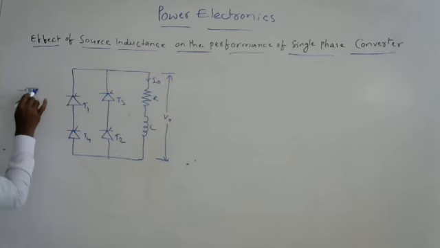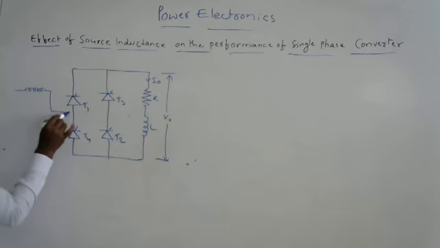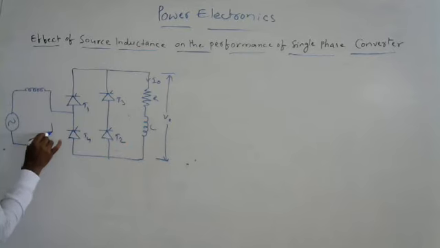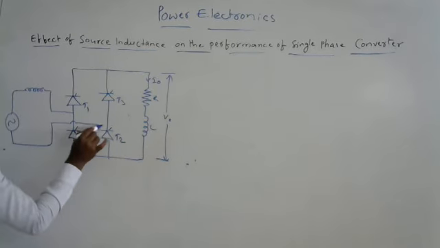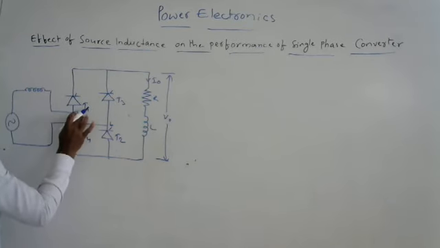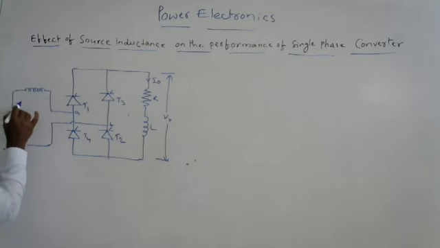The main element here, look at this, is my source inductance. I have the single phase supply like this, connected in this manner. I am taking the nodes as A and B. So this is my source inductance Ls, and this is Vs.